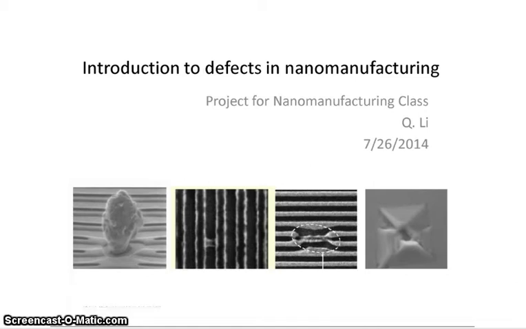Hello. In this video, I want to give a brief introduction to defects in nanomanufacturing. There are many different kinds of defects in semiconductor manufacturing. As we pursue Moore's law and the nodes get smaller and smaller, defectivity is one of the main technical challenges. On the first page here, I show a few examples of defects. I will talk about each of them later on.